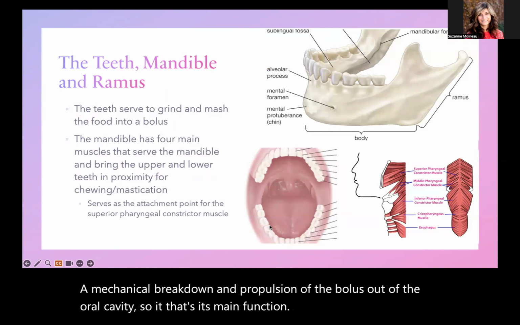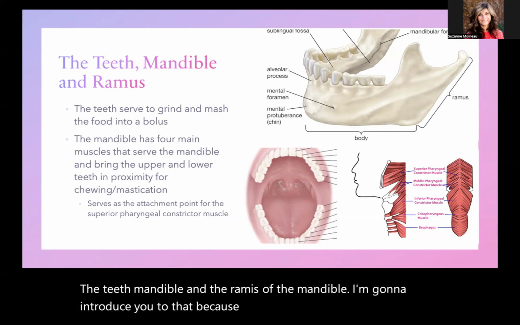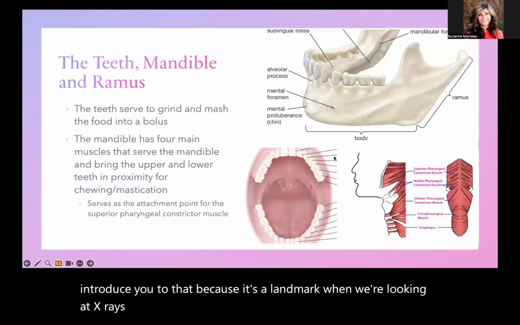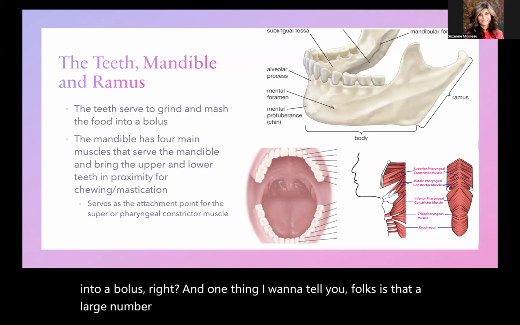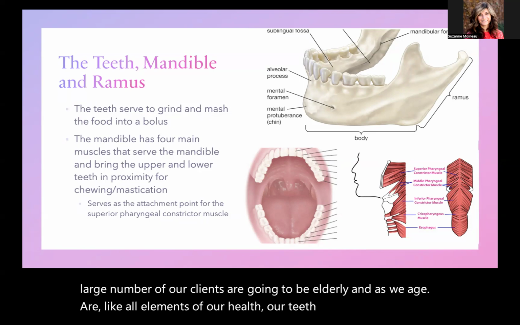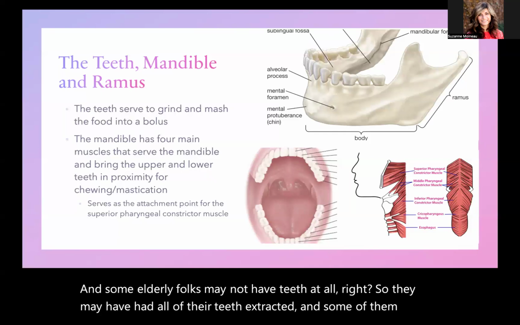The teeth, mandible, and the ramus of the mandible, I'm going to introduce you to that because it's a landmark when we're looking at x-rays. So the teeth are going to serve to grind and mash the food into a bolus, right? And one thing I want to tell you folks is that a large number of our clients are going to be elderly. And as we age, like all elements of our health, our teeth health diminishes. And some elderly folks may not have teeth at all, right? So they may have had all of their teeth extracted. And some of them don't even have dentures.